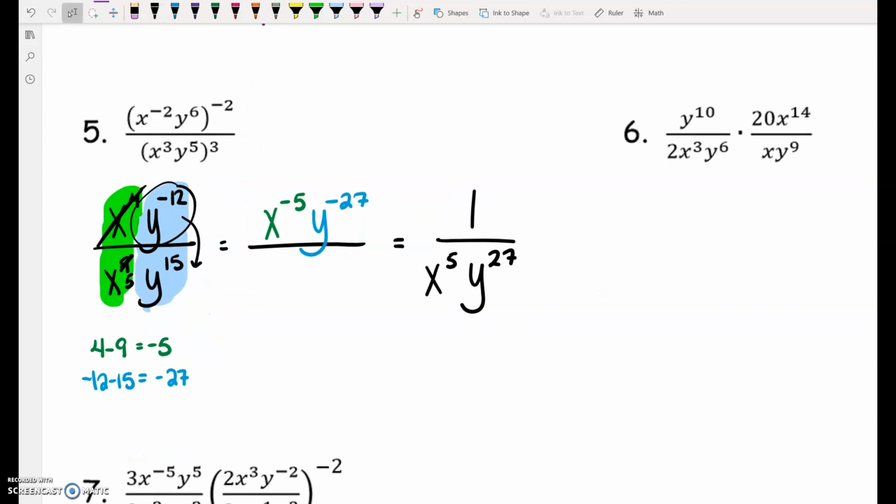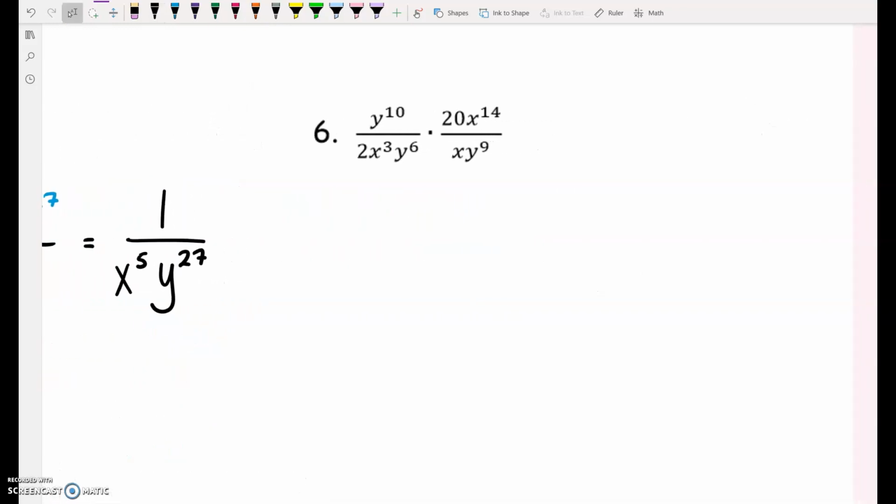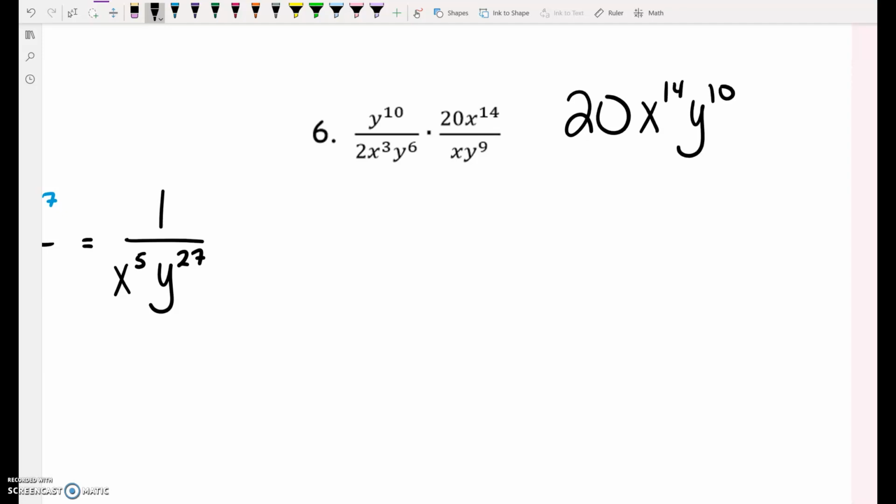All right, number 6. The best strategy in number 6 is to combine all of the top together, combine all of the bottom together, and then simplify vertically. There's probably other ways that you could do this, but this one seems to make the most sense to the most brains. So this is the one that I recommend. We've got 20x to the 14th, y to the 10th. I'm just rearranging the order so it's numbers and then alphabetical order.